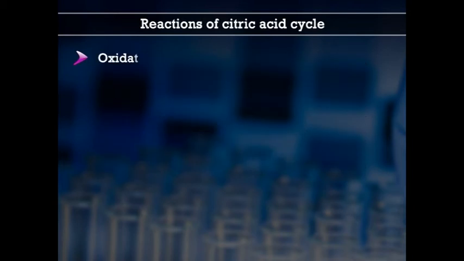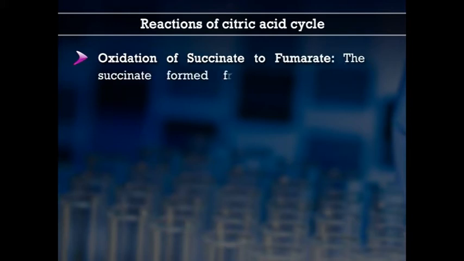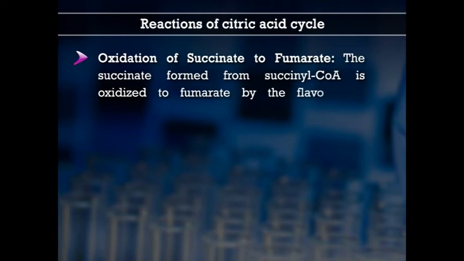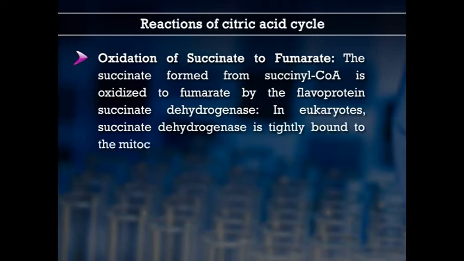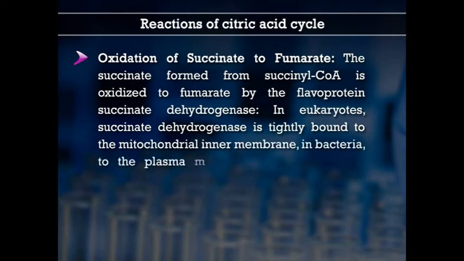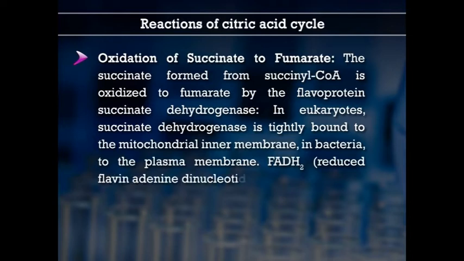Now the sixth step, that is oxidation of succinate to fumarate. The succinate formed from succinyl-CoA is oxidized to fumarate by the flavoprotein succinate dehydrogenase. In eukaryotes, succinate dehydrogenase is tightly bound to the mitochondrial inner membrane, in bacteria, to the plasma membrane. FADH2, that is reduced flavin adenine dinucleotide, is produced.